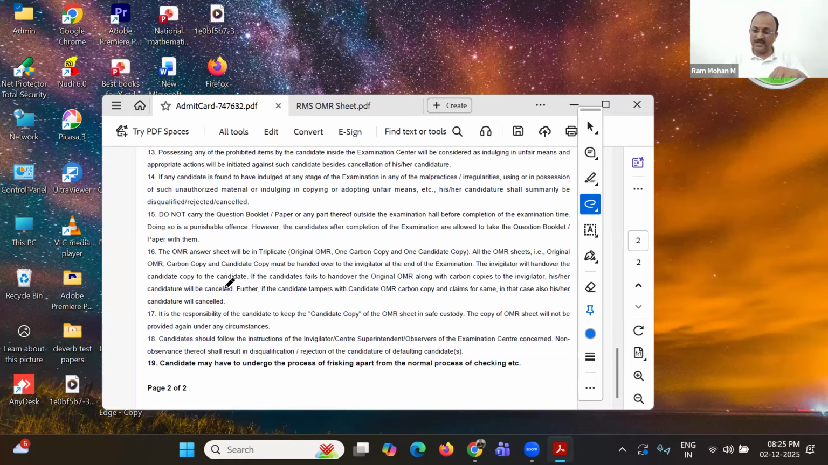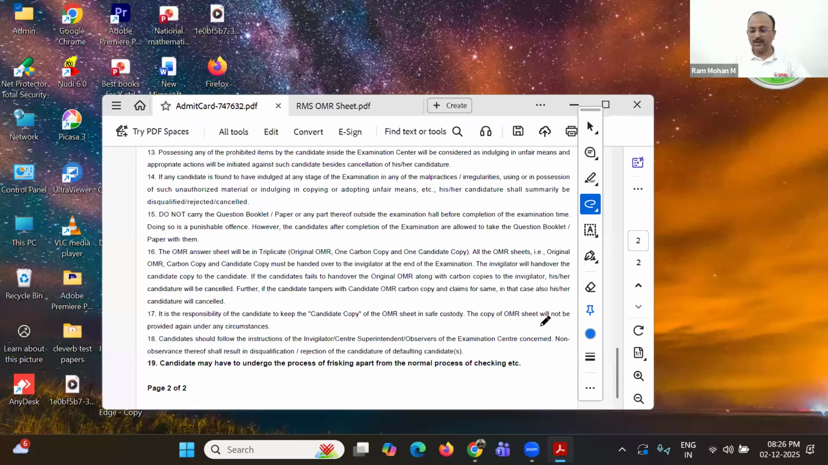Afterwards, once the answer keys are sent and your result is announced, if they have marked something wrong, you can raise your query there. There is an option for that. The candidate should follow the instructions of the invigilator or the center supervisor till the exam is over. Or else, if you don't follow and do something else, you will be disqualified.